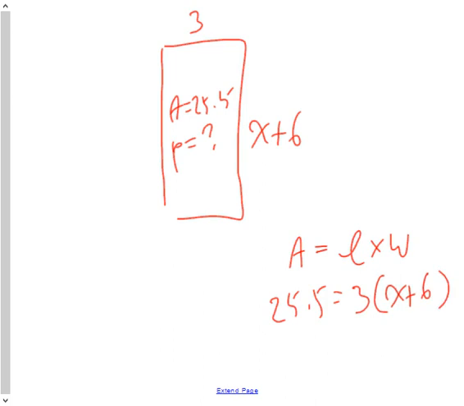Now I have an algebraic equation that utilizes distributive property, that if I solve for x, I will know the length of this. And not only will I know the length of it, I will be able to calculate the perimeter. So the first thing I'm going to do is expand. So 25.5 will equal 3x plus 18, because 3 times 6 is 18. I'm going to subtract 18 from both sides.